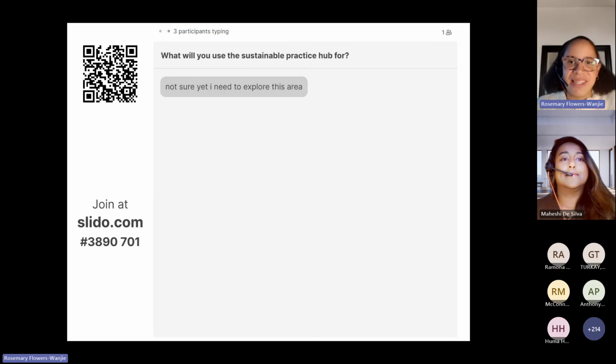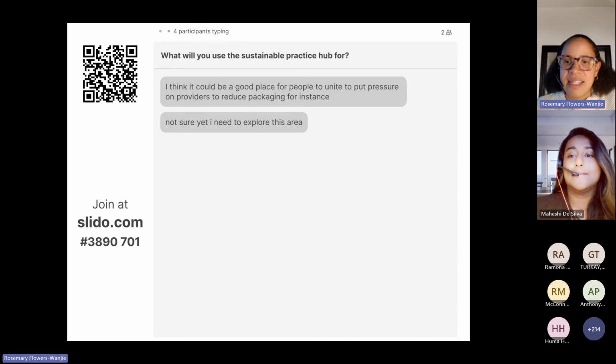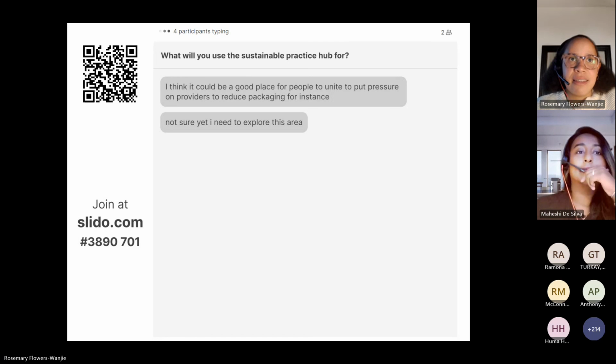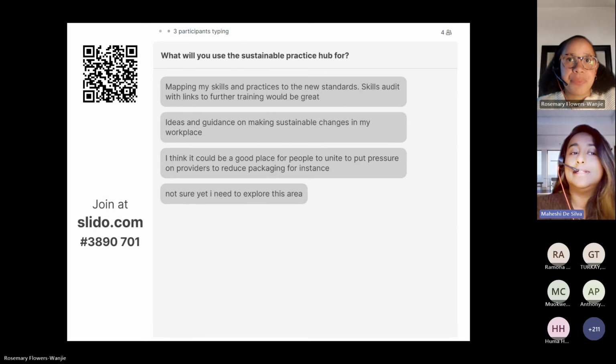Not sure yet, I need to explore this area. That's no problem. Maybe when the Sustainable Practice Hub is live, you can look it up and it will help you understand this area a bit more. Got a comment in the chat saying ideas for best sustainable practice. I've also got another comment saying I think it could be a good place for people to unite to put pressure on providers to reduce packaging, for instance, and ideas and guidance on making sustainable changes in my workplace.